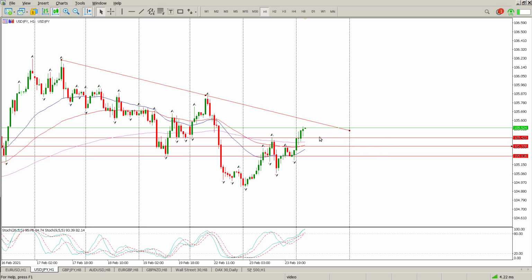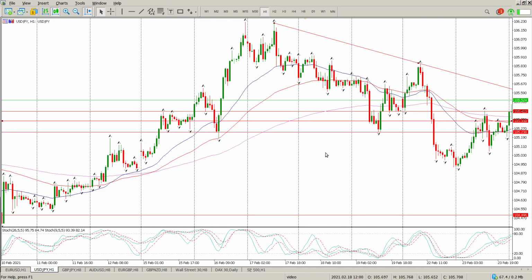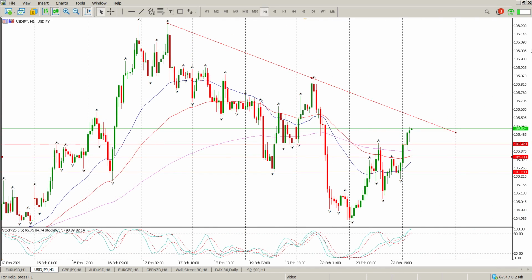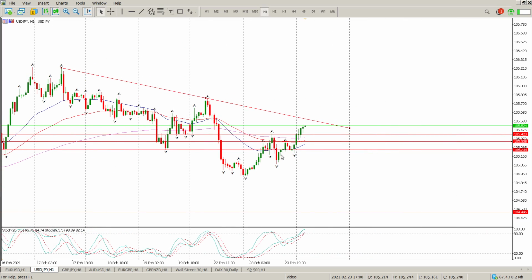So at the moment there are two levels that I'm interested in. The one is right here at 105.423. The other one is down here at 105.338. So at the moment, pretty confusing whether we are in a downtrend or not. I think this is also a little bit sideways, but it may be building. Just worth keeping an eye out on this pair just to see what transpires.